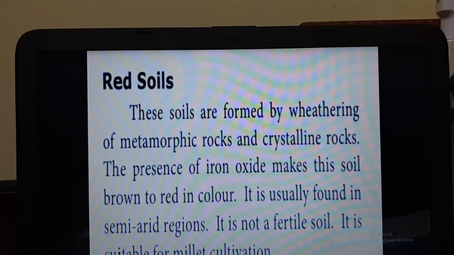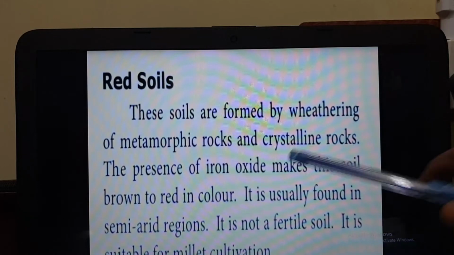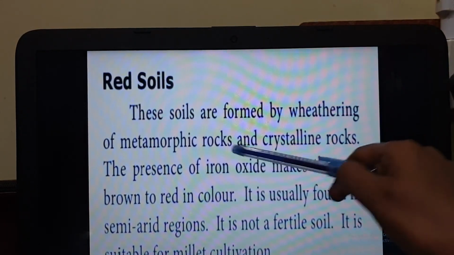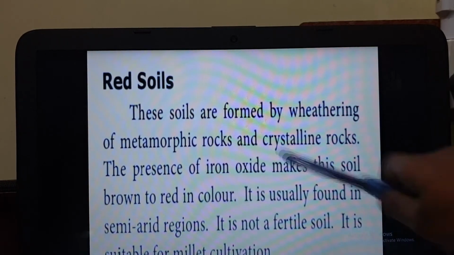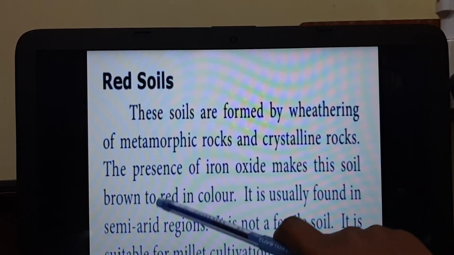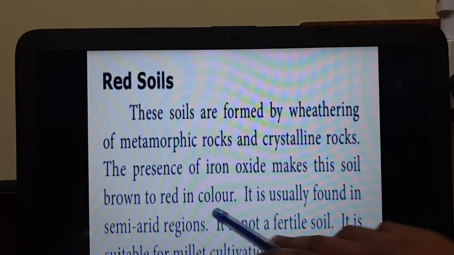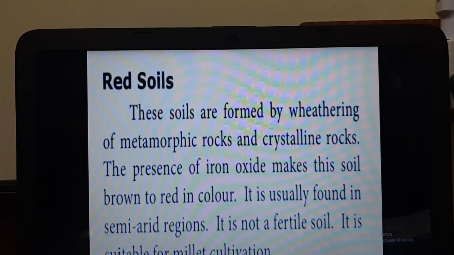The presence of iron oxide makes the soil brown to red in color. Okay, the presence of iron oxide. So this red soil contains iron oxide, which makes this red soil brown to red in color. First, this soil will be in brown in color. Later, due to this iron oxide, it changes into what color? Red color. It is usually found in semi-arid region.